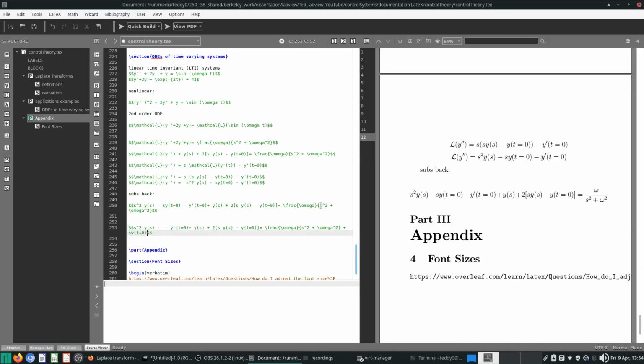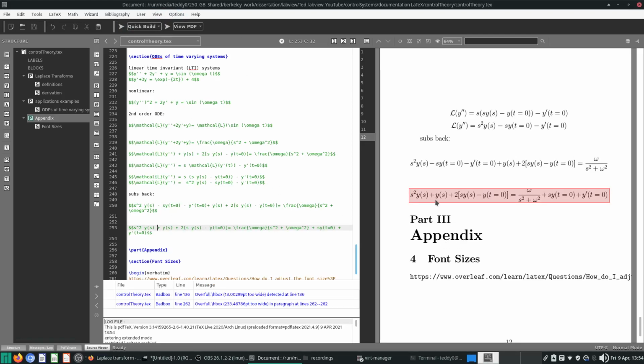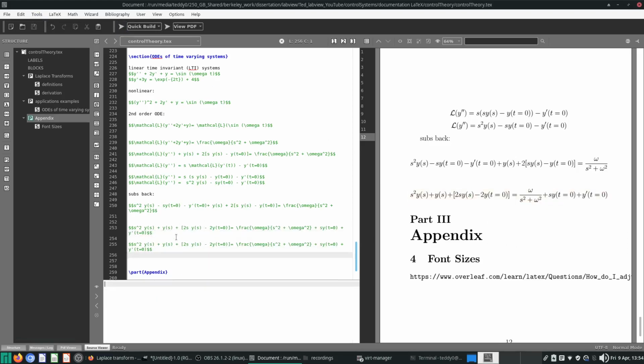So I have this 1 plus y prime at t equals 0 here. Okay, so we have s squared y of s, and we remove these two terms to the right hand side. I'm going to multiply all of this in, and I'm going to bring the term 2y at t equals 0 to the right hand side.